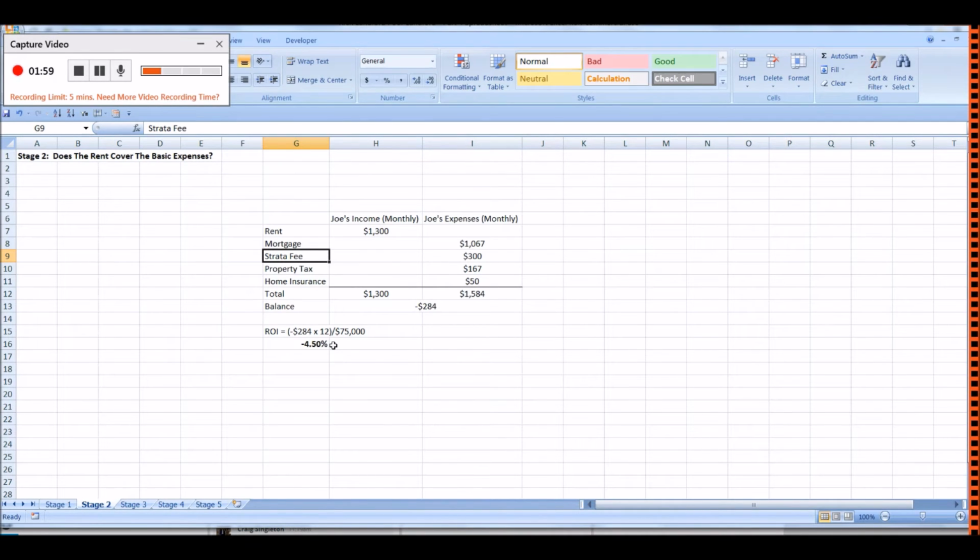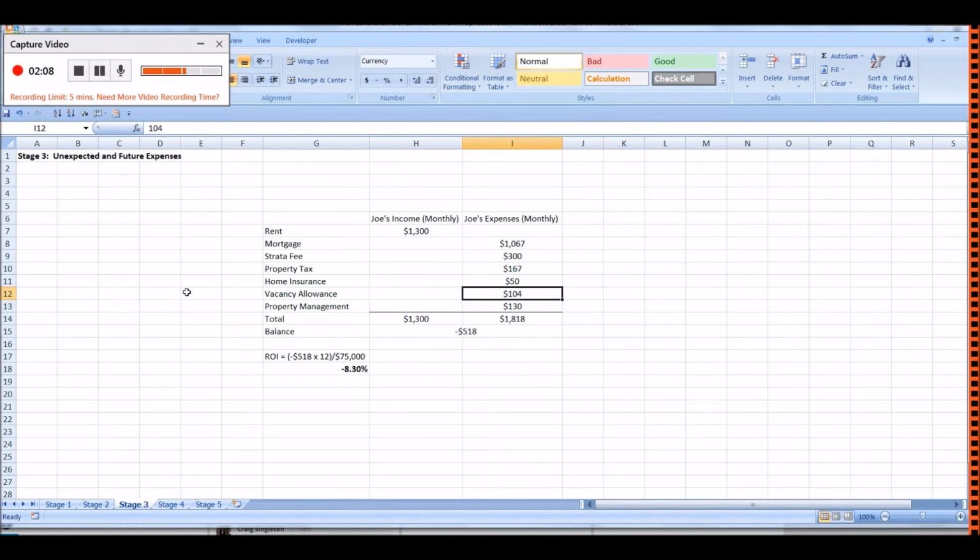So what if your tenant leaves in the future, or what if you want to go on vacation and you don't want to manage the property yourself? What do we do then? So we go into stage 3 of unexpected and future expenses. The unexpected and future expenses I'm talking about are vacancy allowance and property management. These are expenses that top real estate investors incorporate into their calculation.